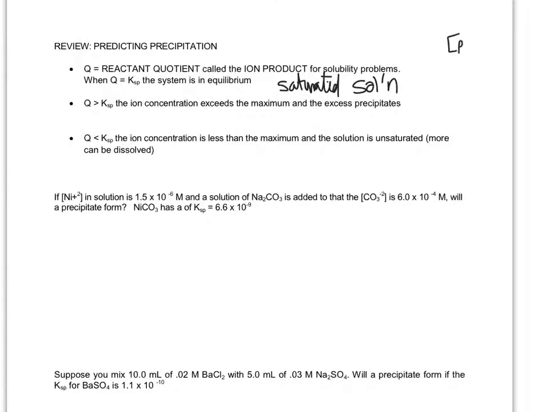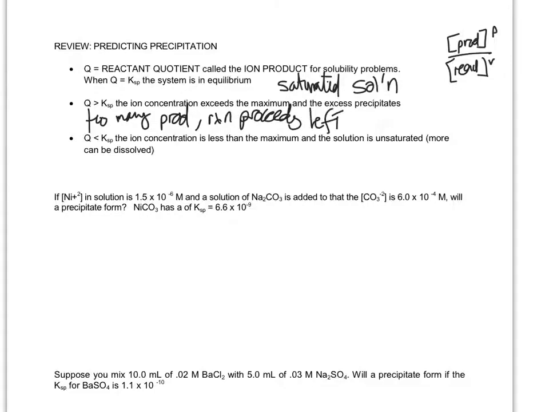If your Q turns out to be greater than K, or Ksp, remember that Q or K is the product concentration over the reactant concentration raised to the power of their coefficients. K is what it should be at equilibrium, and that's the value the system will eventually reach. Q is where you are right now. So if where you are right now is too large, that means you have too many products, and so the reaction would proceed to the left in order to reach equilibrium.